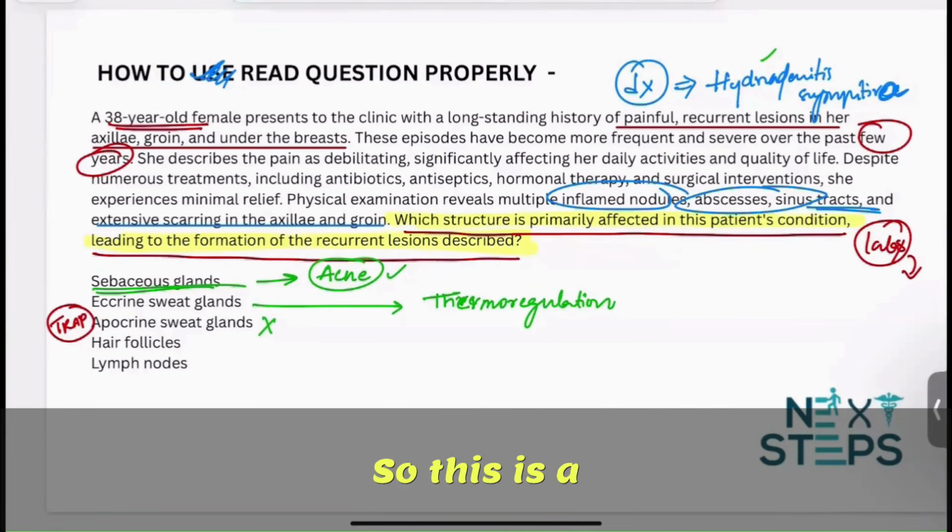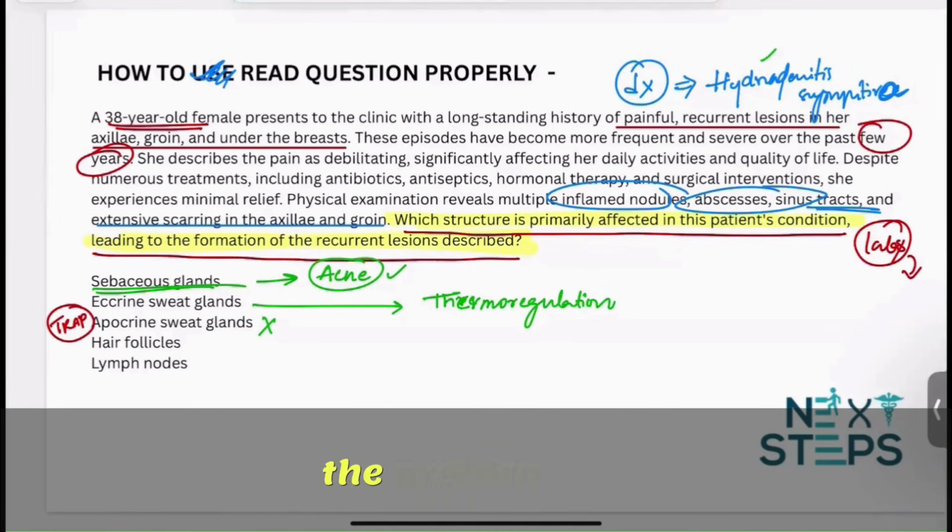Okay, so this is a common trap. Very importantly, you should be able to avoid this. This comes with practice and when you have proper knowledge. Otherwise, you'll fall into this trap and answer apocrine glands. Okay, then we have hair follicles.